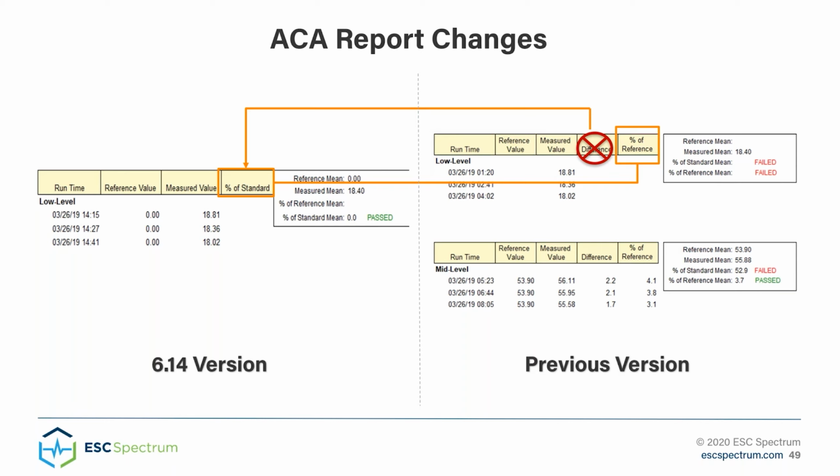ACA report changes. The difference column has been removed in 6.14. Here, the percent of standard is shown because the correlated value is 0 or null.